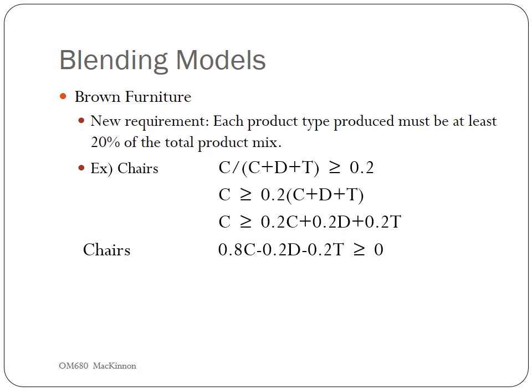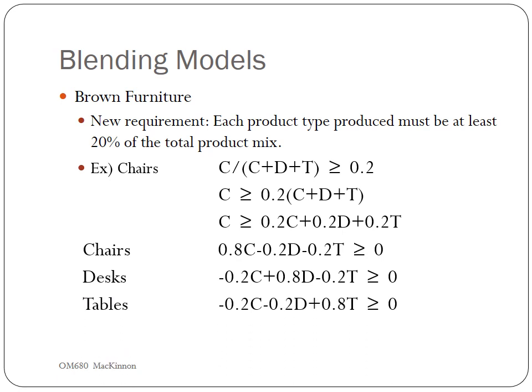Okay, so we simply subtract everything on the right hand side from both sides, and we end up with 0.8C minus 0.2D minus 0.2T greater than or equal to 0. All right. The same thing is going to apply for desks. You just do the algebra. You'll see this works out just like this. And then finally for tables.